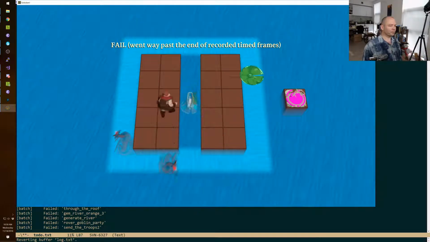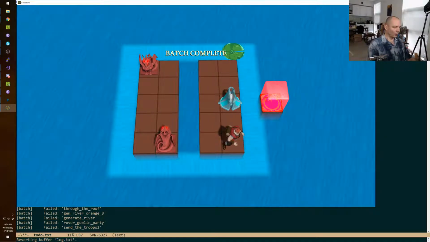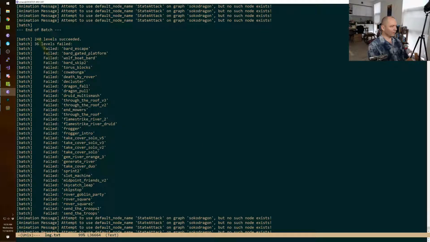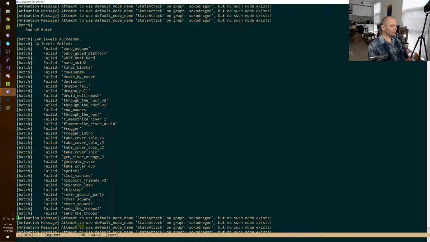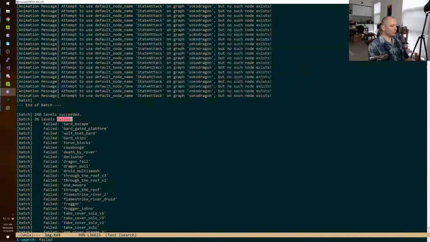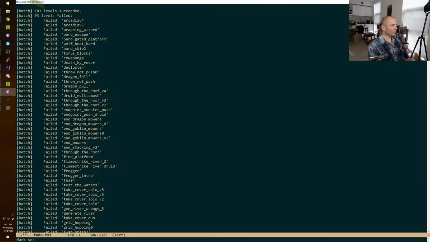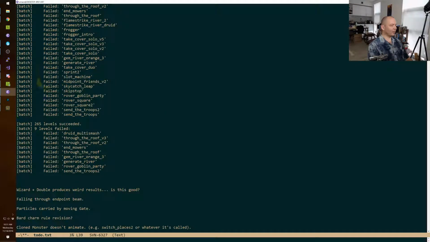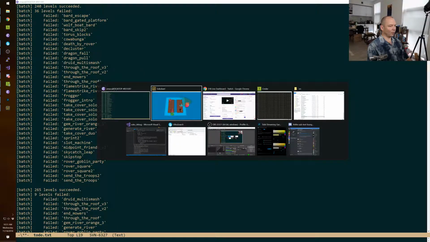Oh no. We're failing all these timed rover levels still. All right, how many fails have we got? Only 36 now. So that's better. That's still more than the 9 that we wanted, but let's see.